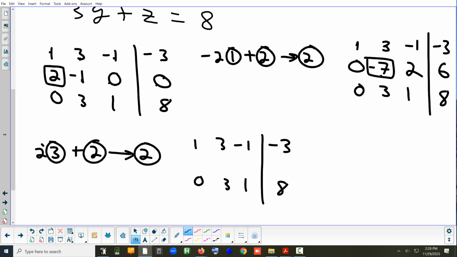Okay, what's 0 times 2? 0. Plus 0. What's 3 times 2? 6 plus -7. -1, that's fine. That's easily fixable. You can easily fix that. Just multiply that row by a negative and we're good. Okay. What's 1 times 2? 2. Plus 2. 4. And 8 times 2? 16. Plus 6. 22.